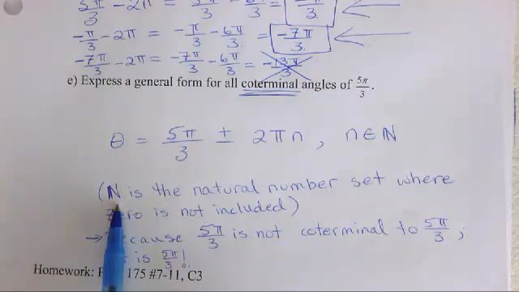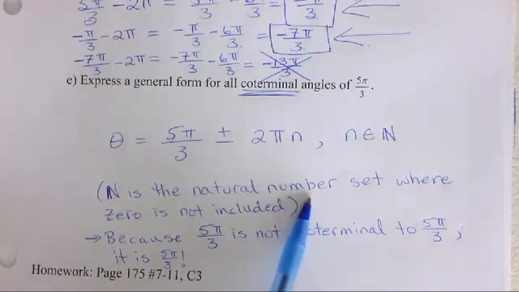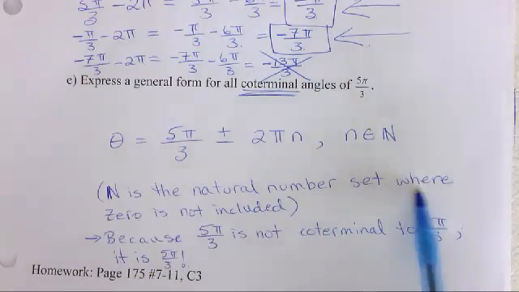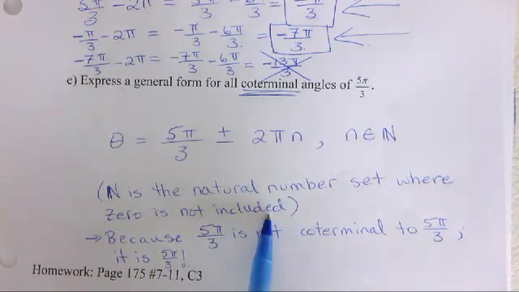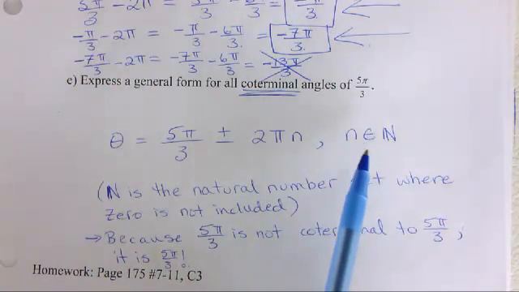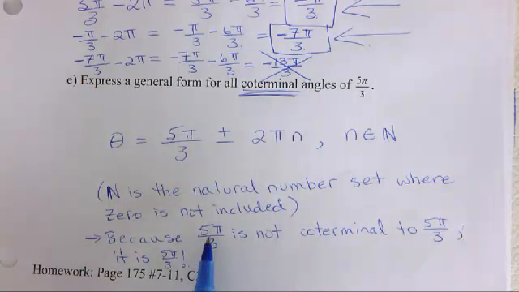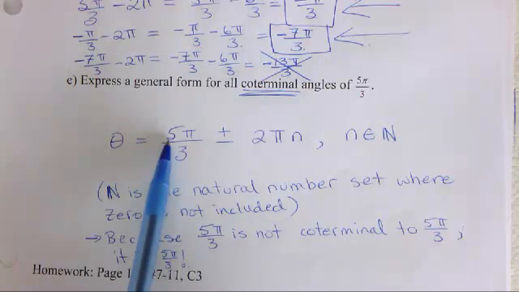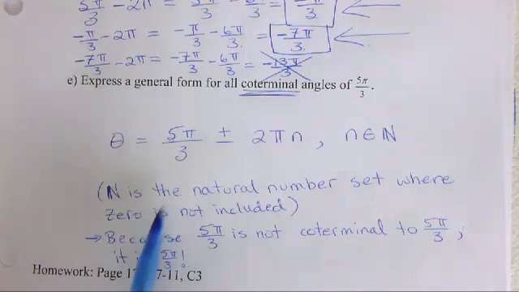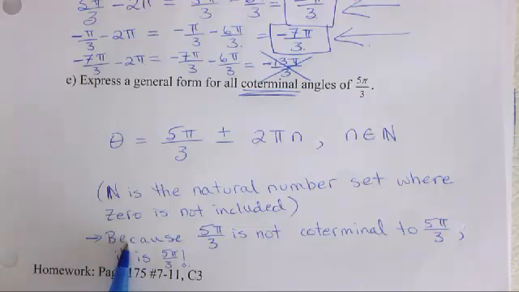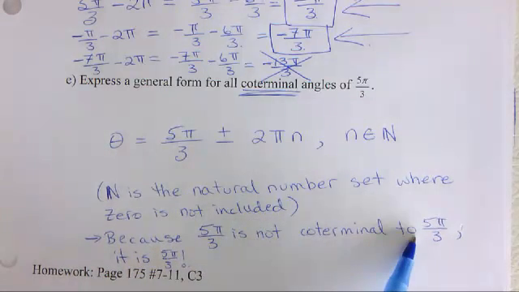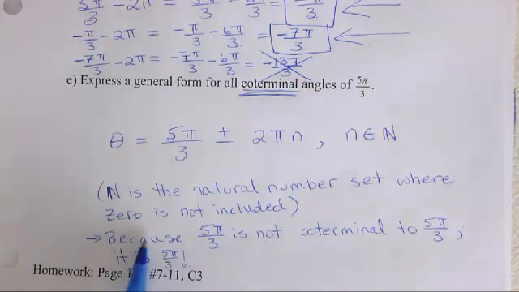We call it the natural number set, and we have to use the natural number set because 0 is not included. If we include 0 in this answer, then it will land exactly on 5 pi by 3, and we don't want that because by definition, 5 pi by 3 is not coterminal to 5 pi by 3, it is 5 pi by 3. So just a little bit of notation there.